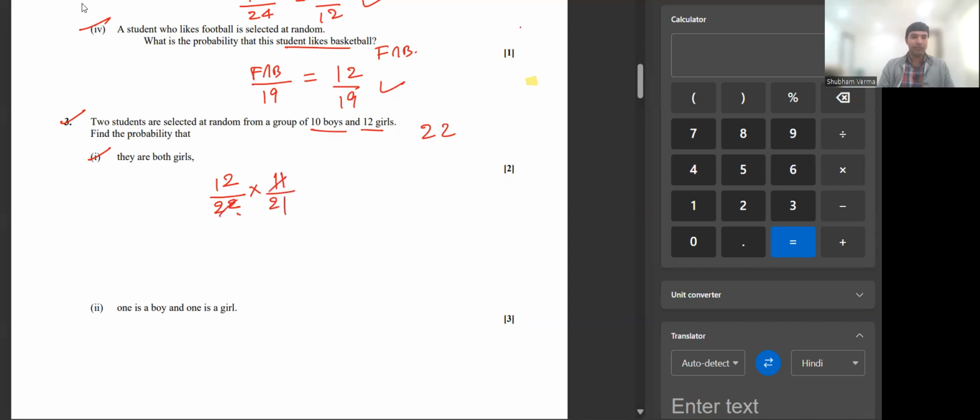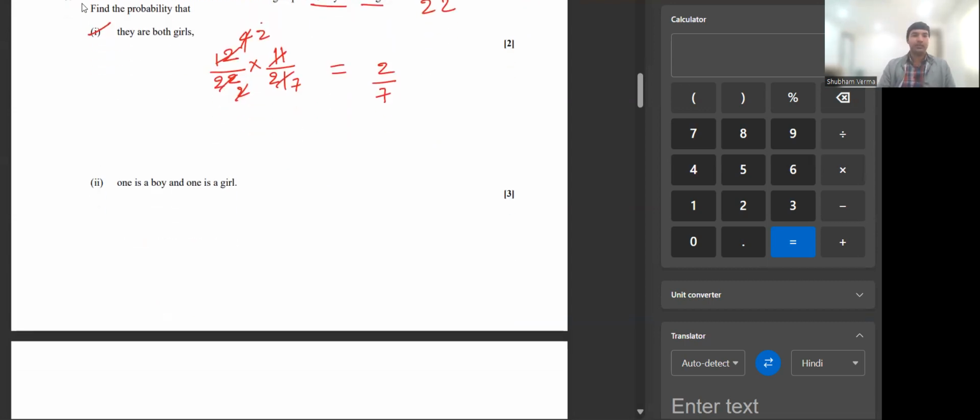So 11 twos are 22. And then here 3 fours are 12, 3 sevens are 21. Then 2 twos are 4. So final answer 2 by 7. It's a continuous process, right? They both are girls. So once the first girl is selected, remaining will be 11.